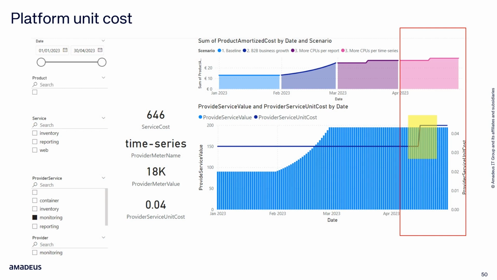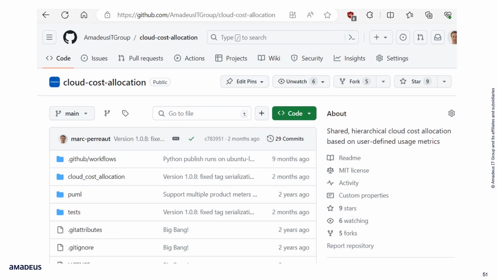As a recap, we have shown with an illustrative example that the presented cloud cost allocation model makes it possible not only to connect the cloud cost to the delivered value based on user-defined usage metrics, but also to investigate and to drill down the root causes of potential cloud cost variations.